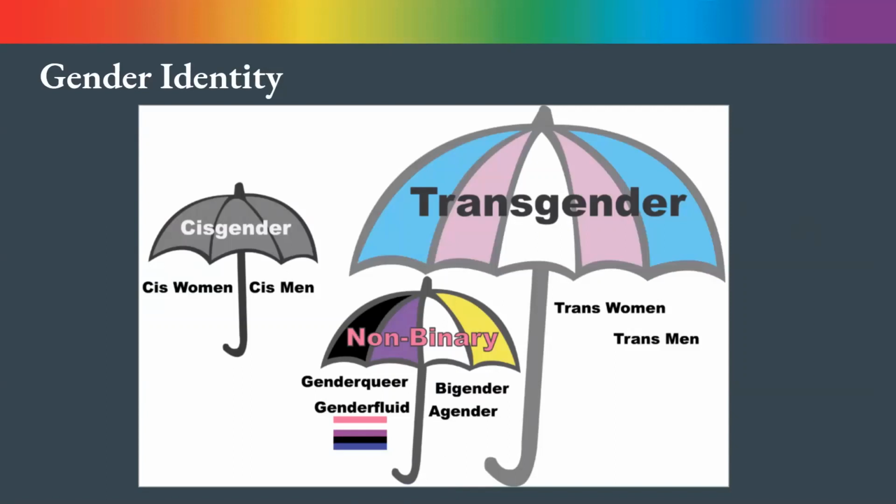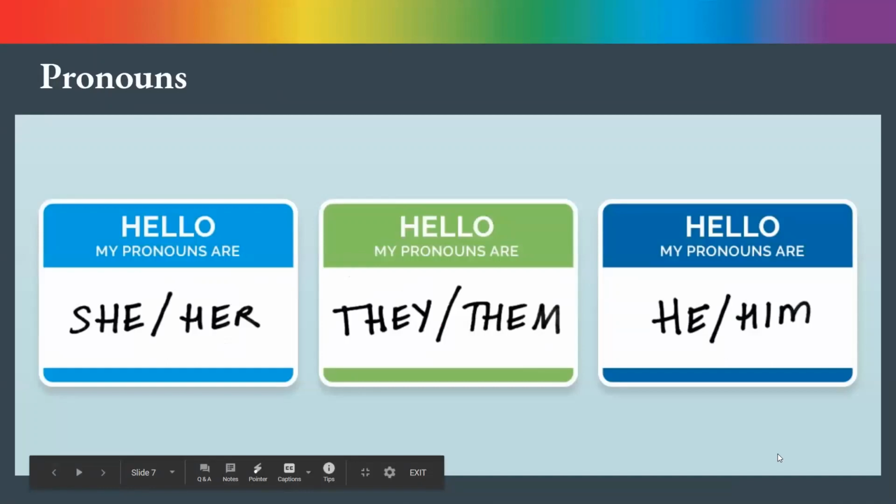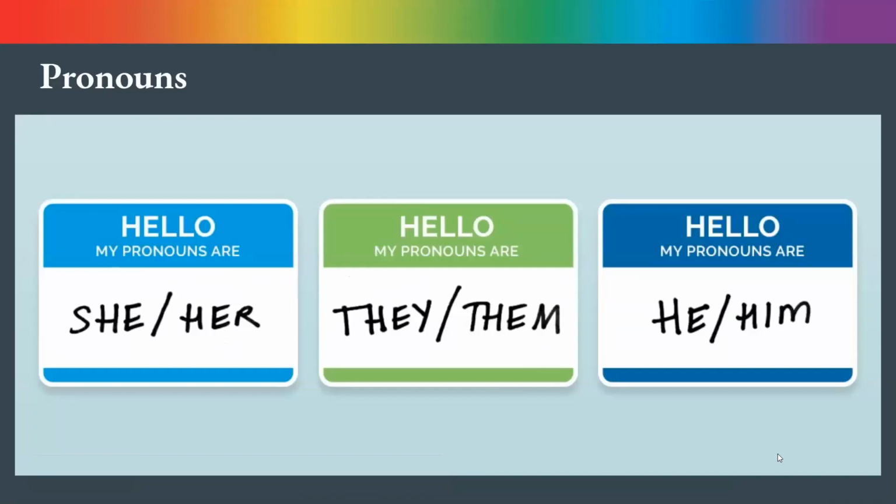And on the left side of the transgender umbrella, we have non-binary. These are people who identify outside the binary of man and woman. Underneath that, we have genderqueer, gender fluid, bigender, and agender. These are all simply different non-binary gender identities. Next, just a quick overview of pronouns. The most common pronouns that we hear are she/her, they/them, and he/him. These are pronouns that you use to identify yourself and others.